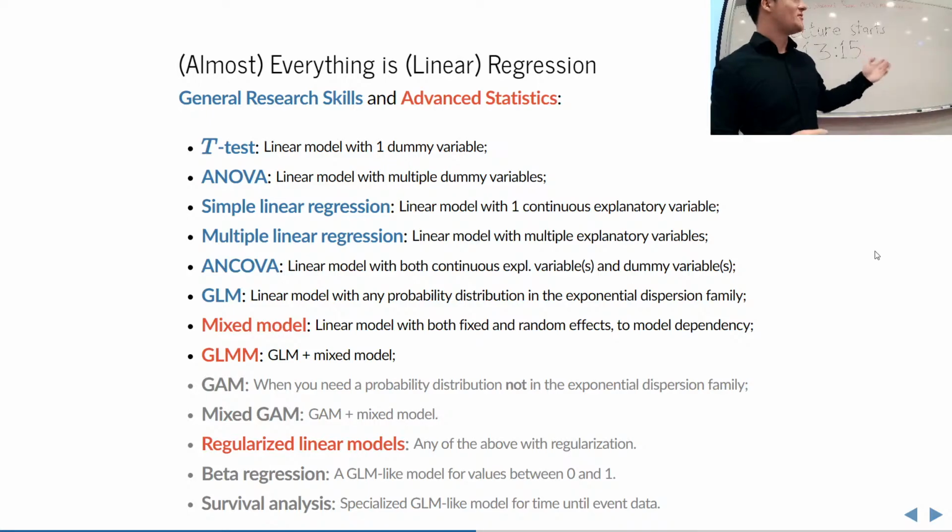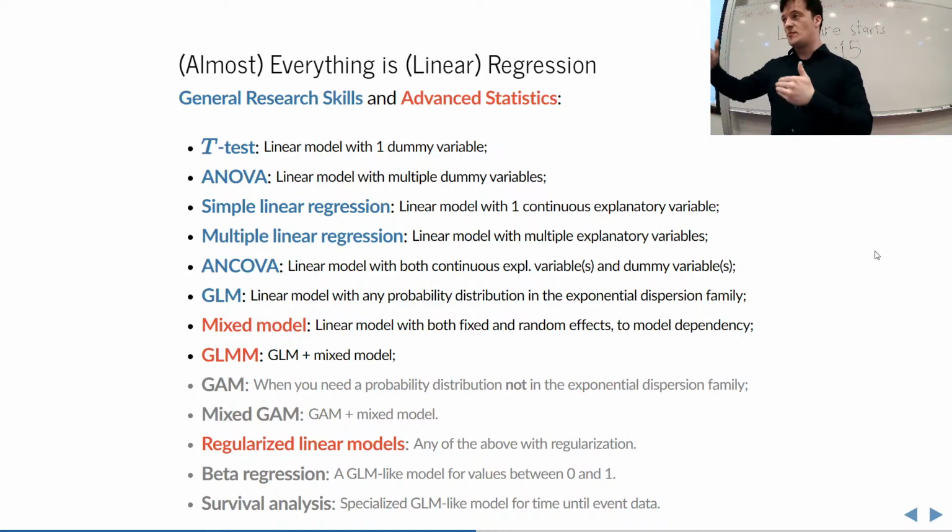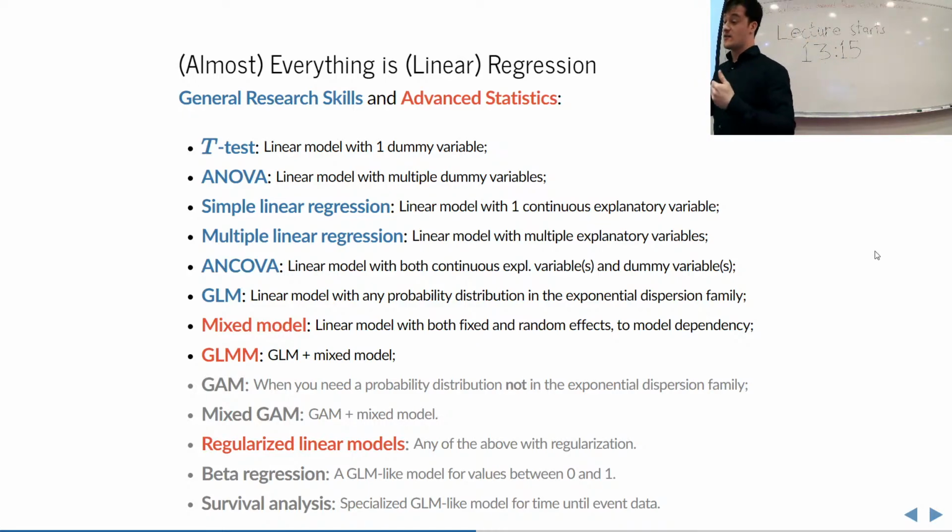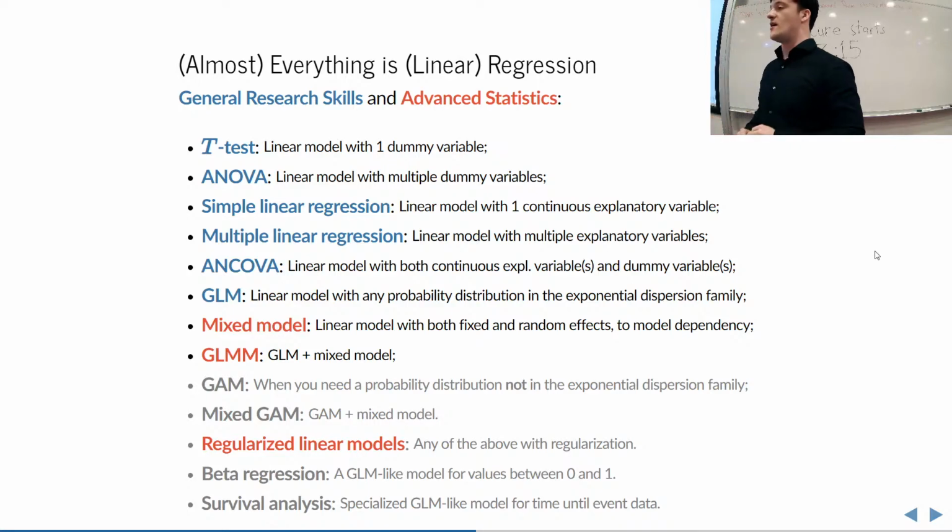Simple linear regression, of course linear, multiple linear regression, of course linear. Ancova is a linear model where you have both these dummy variables, so you have factorial or categorical explanatory effects, and you have continuous explanatory effects. And then GLM, that is where we ended with the general research skills course, and that's also the last regression subject within the basic statistics for master students course.